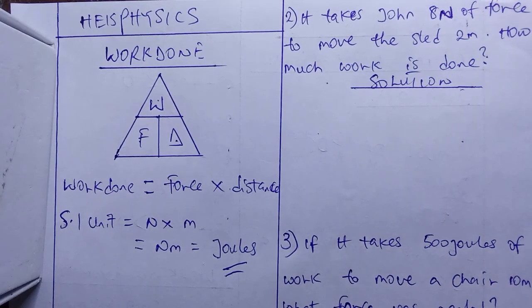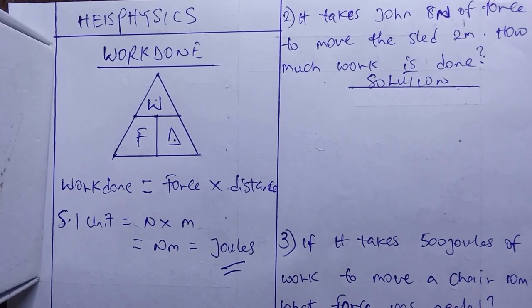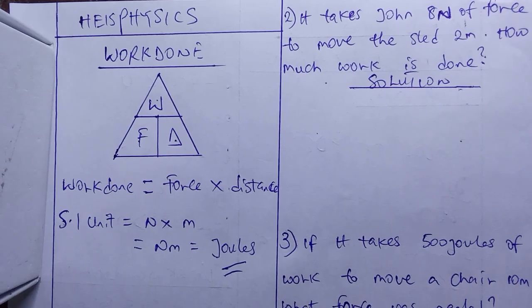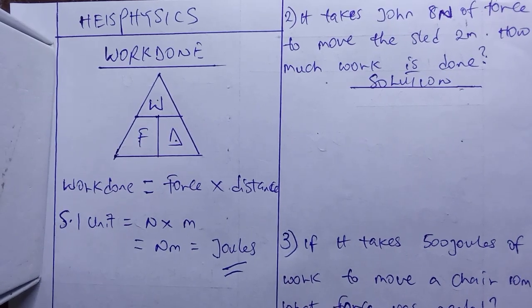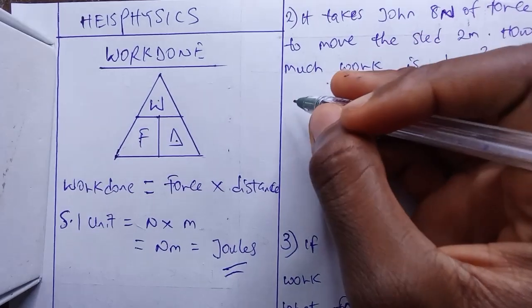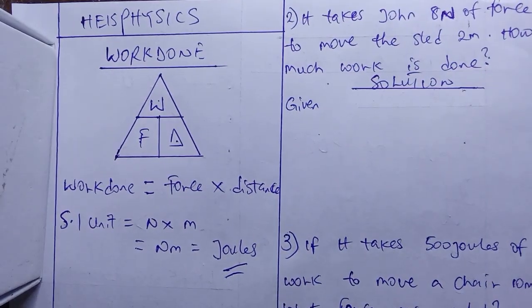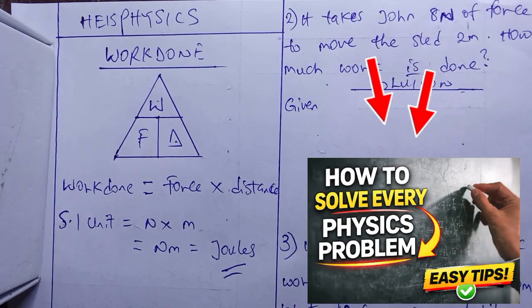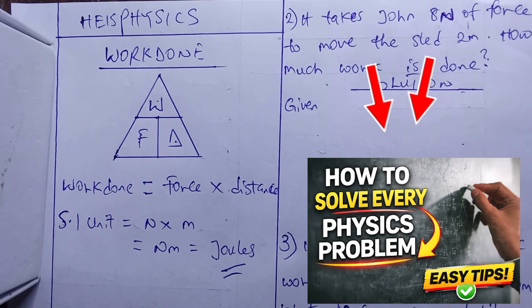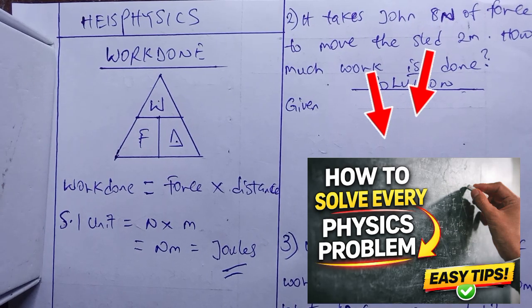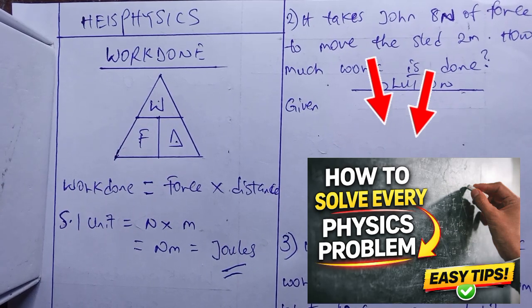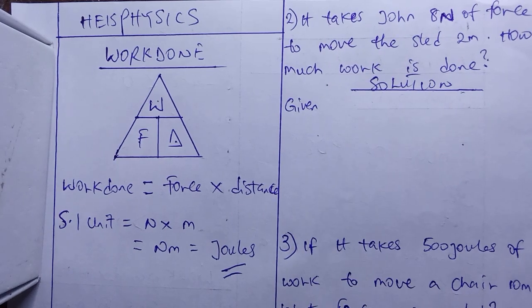So we have our second example here. It takes John 8 Newton of force to move a sled 2 meters. How much work is done? Before you solve any physics problem, you have to outline your parameters first. I explained that in this video, where I showed you how to guess the right answer in physics, displayed on the screen right now. So ensure you also watch this video after you're done watching this one.